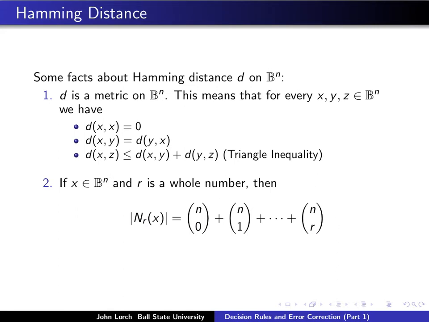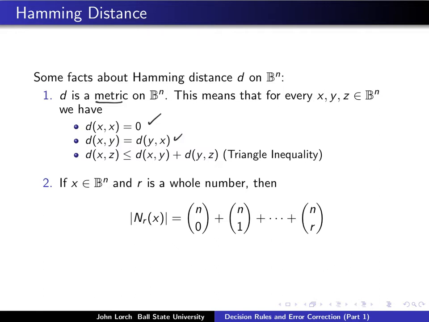Here we list a couple of useful facts about the Hamming distance on binary strings of length n. The first is that d is what we call a metric on Bn. That is, it behaves like we would expect a measure of distance to behave. First of all, the distance between any string and itself is 0, right? That should make sense. And the distance function is symmetric. That is, the distance from x to y is the same as the distance from y to x.